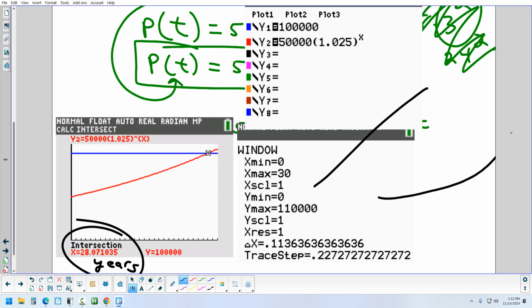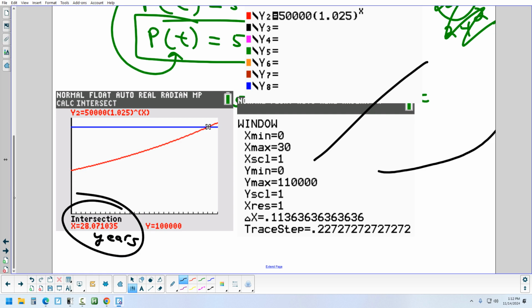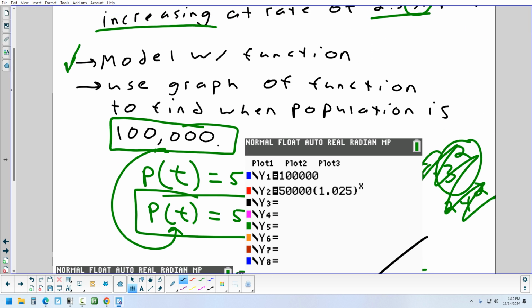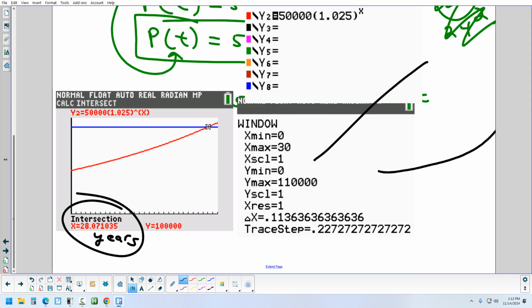Okay. So any question on how we got 28.07 years? No, I just want to do this like 5 more minutes. Yeah, we got a couple more. Let's try this one. It's difficult.